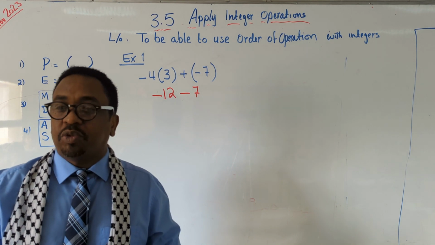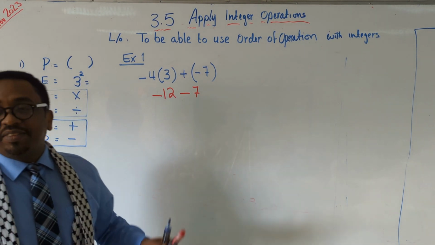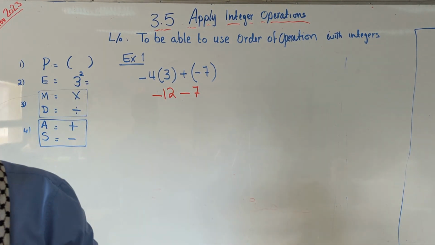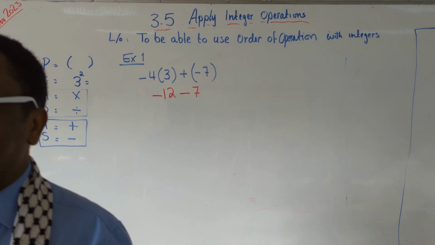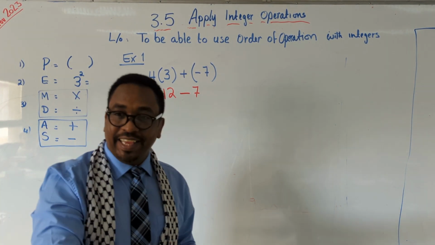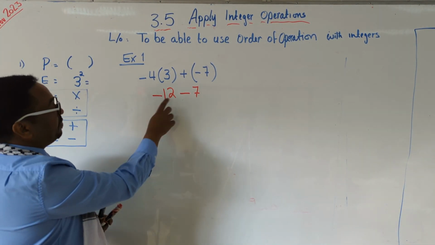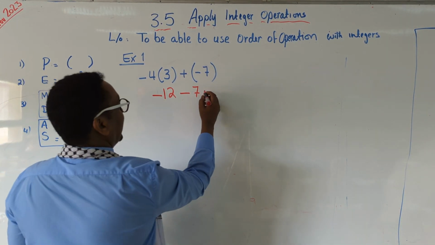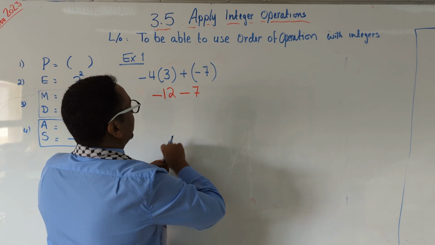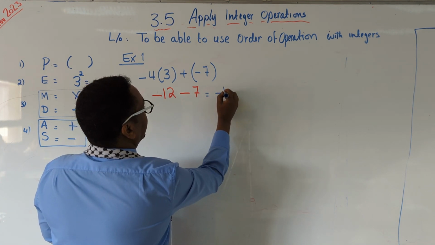Who can give me the answer to negative 12 minus 7? You said 12 plus 7. Yes, 19. But remember, both of them are negative. So what would the answer be? Negative 19. Are you with me? So the answer will be negative 19.